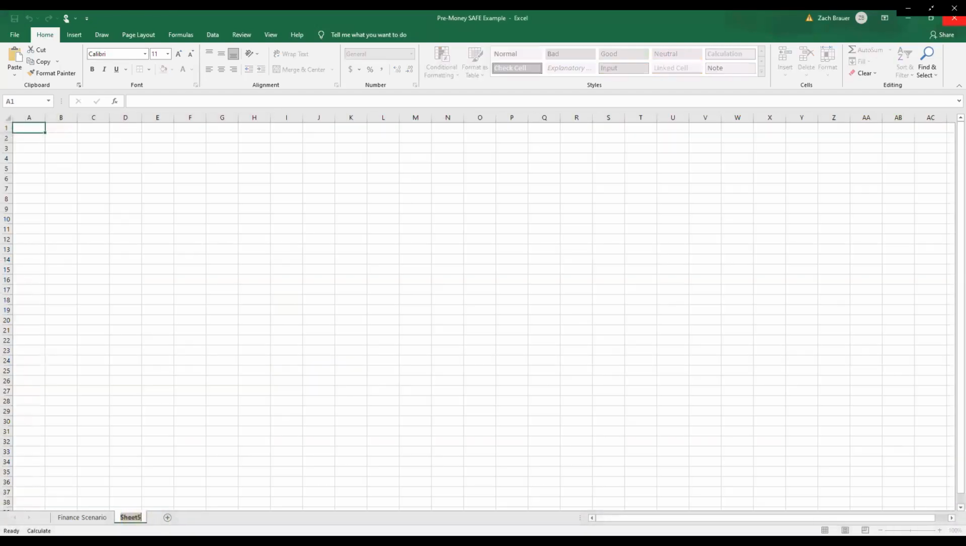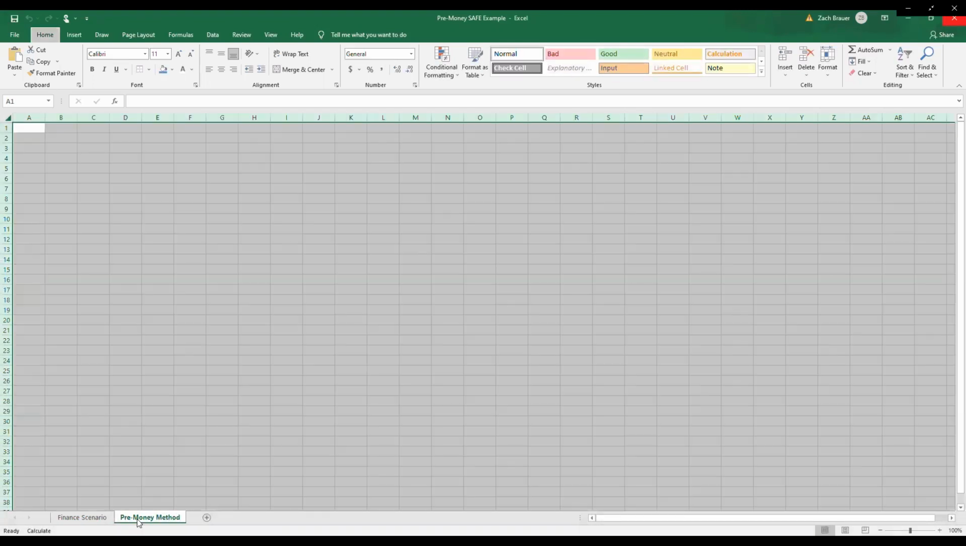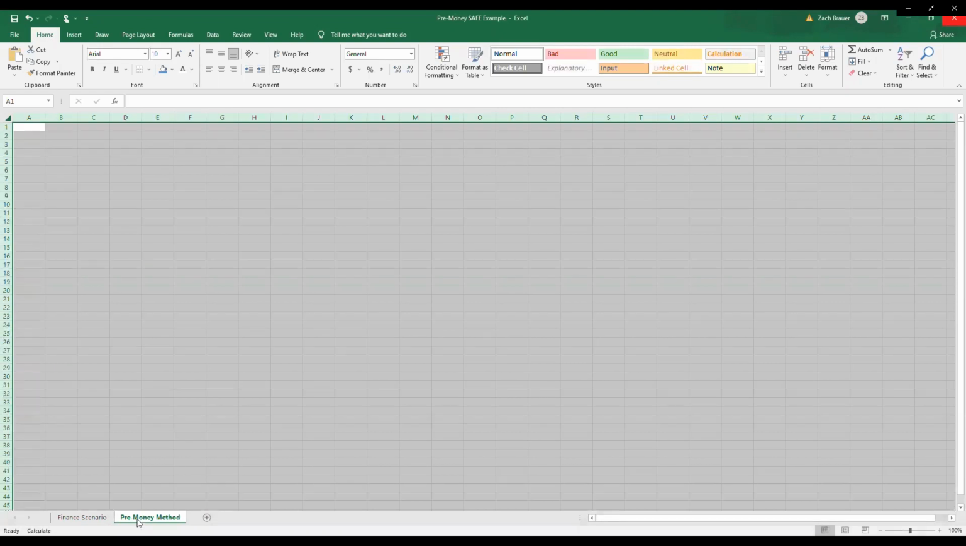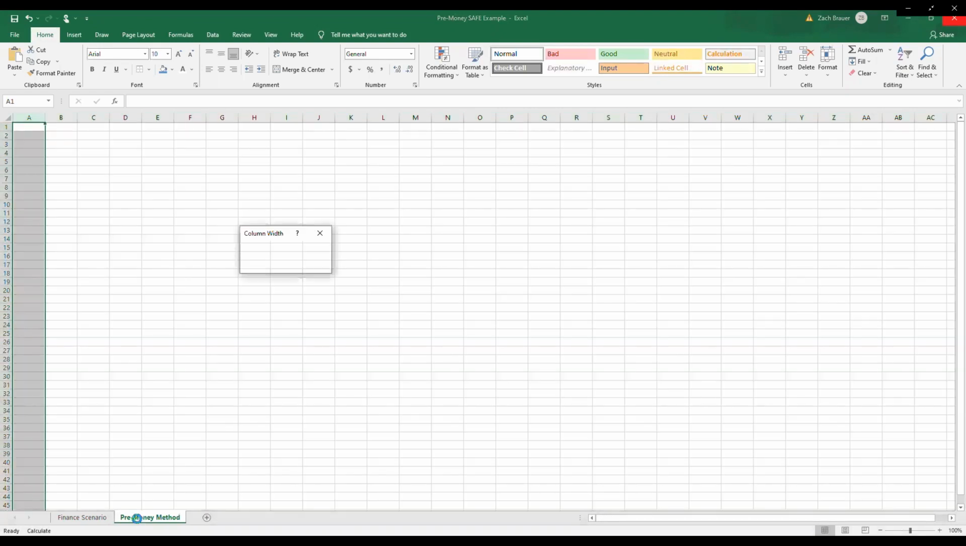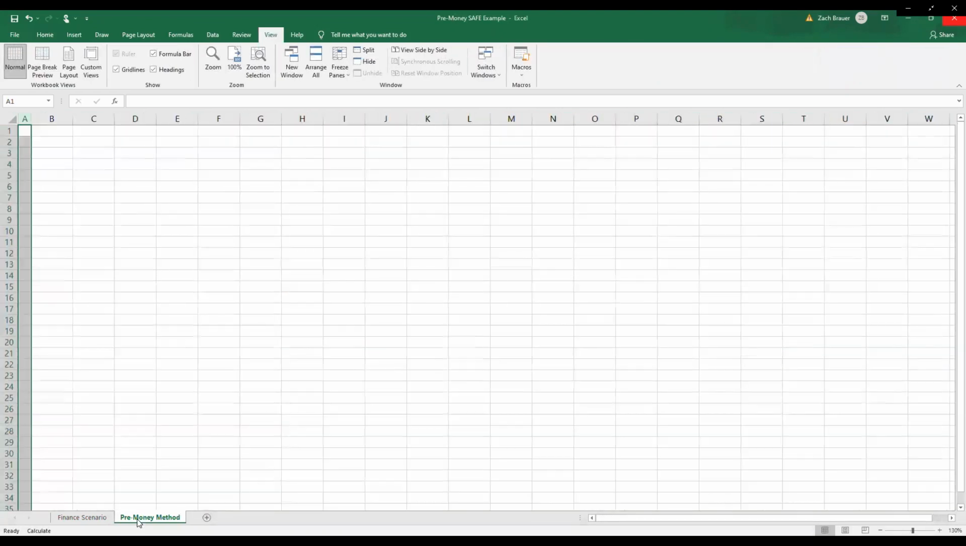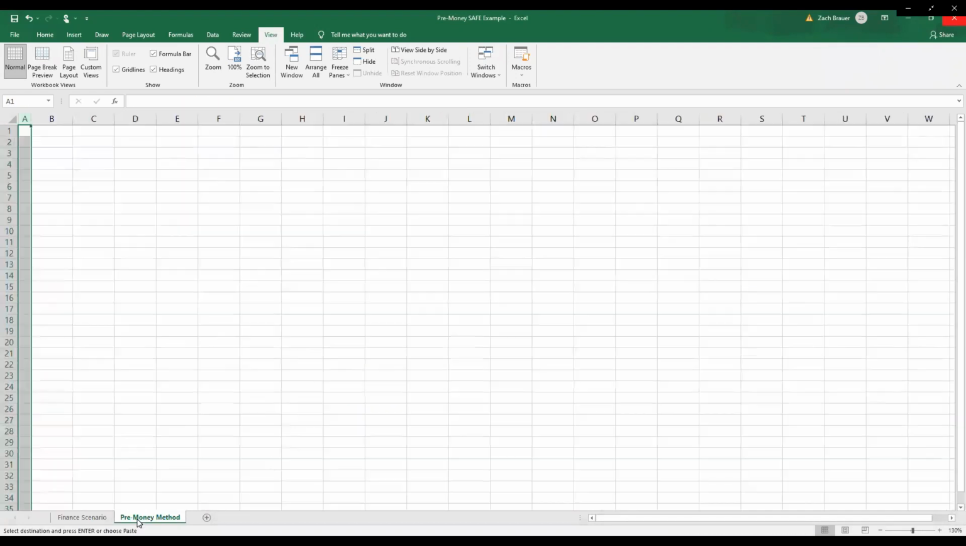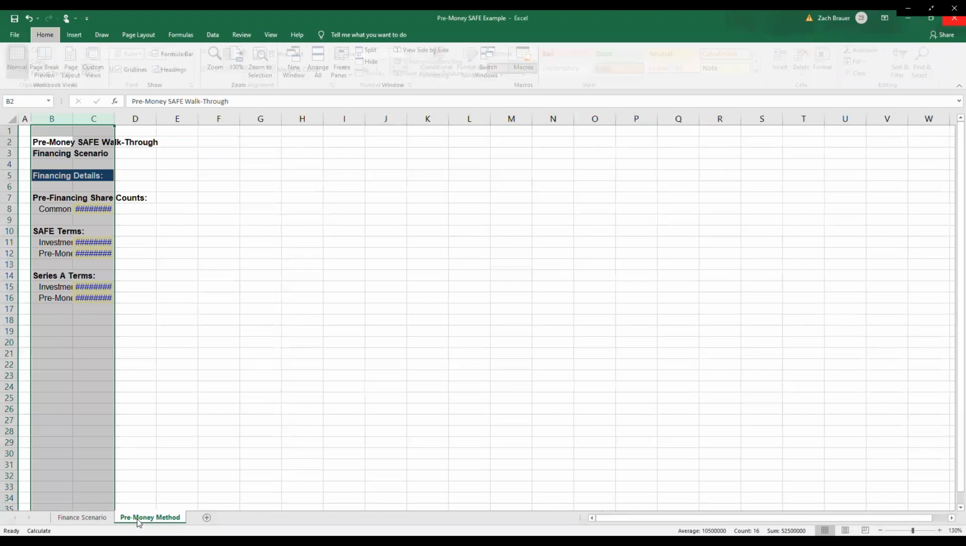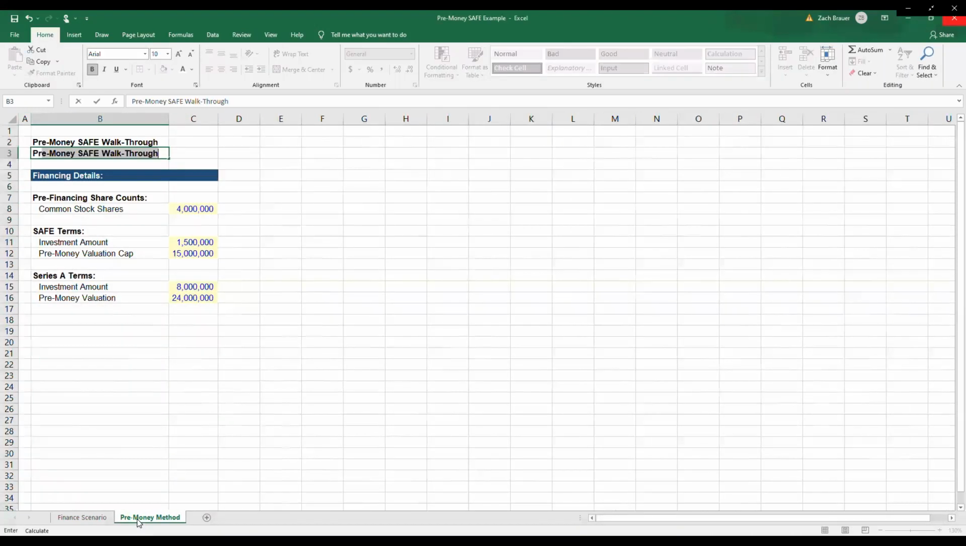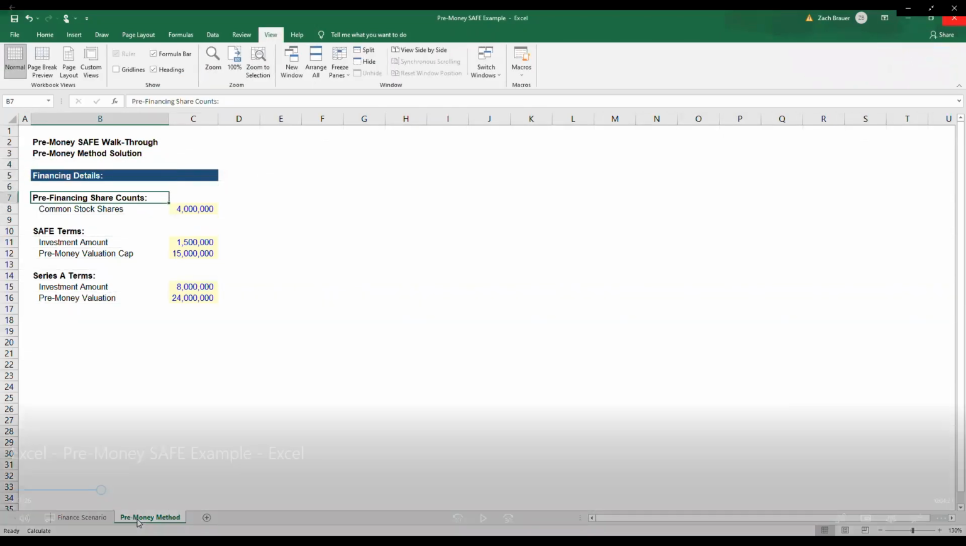So I have here my details on the financing scenario, which I'm going to be dropping into this new pre-money method tab. Right now, I'm just formatting the tab to get it ready for the data. I go to the financing scenario tab and copy over my information. And once I've resized that, we will pause to talk through what we're covering today in terms of the numbers.